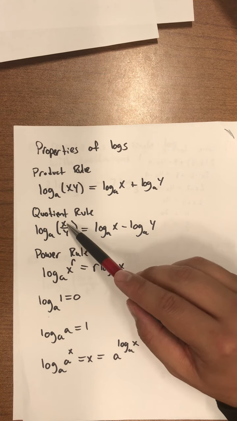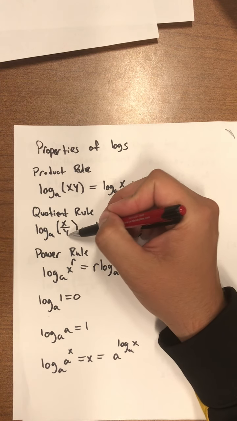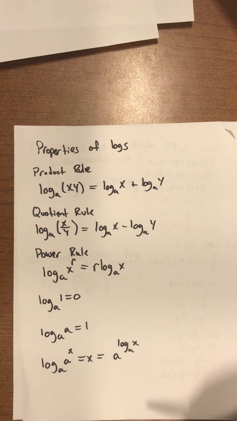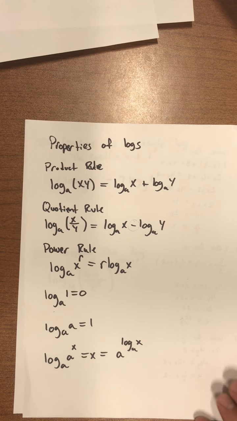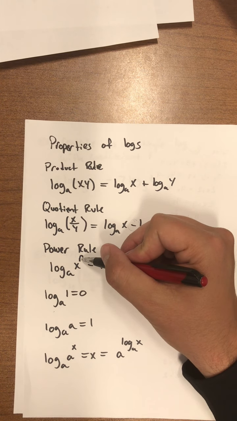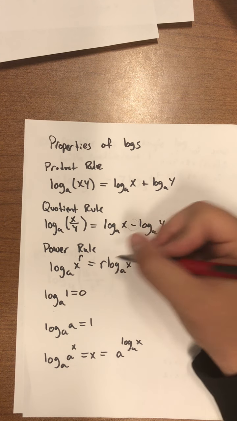The quotient rule is very similar. If we have log base a of x over y, then we can split that into 2 logs with subtraction in between the two. The bases stay the same. The power rule is very powerful. We have an exponent. That exponent can come out front and become the leading coefficient.